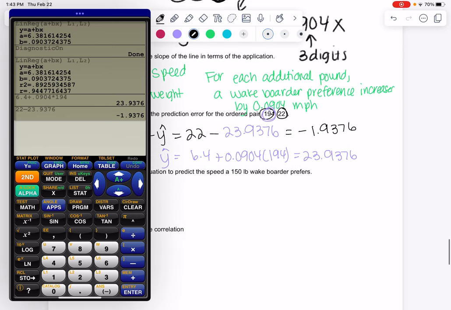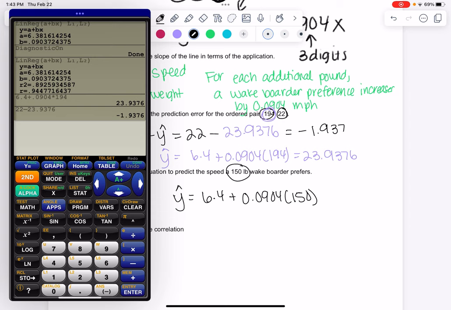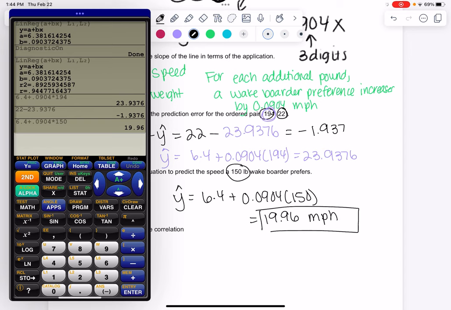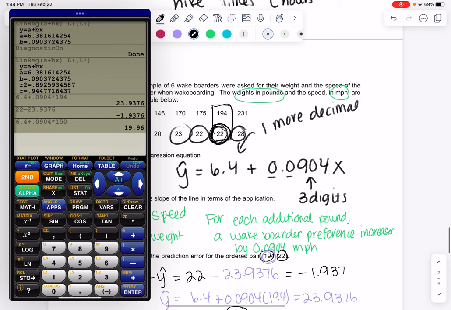So let's use our equation to predict the speed for 150. So this is no longer error. This is only asking for y hat. And we're going to go ahead and plug in 150 pounds. You could type it again, or if you hit second enter a couple times, you can make something farther up pop up. So I hit second enter twice to get that to come back up. And just type 150 instead of 194. And I get 19.96 miles per hour. Remember, our y is in miles per hour. That's coming from here.